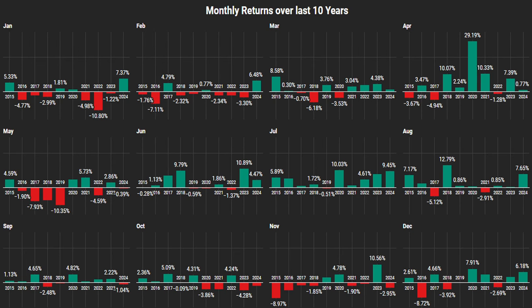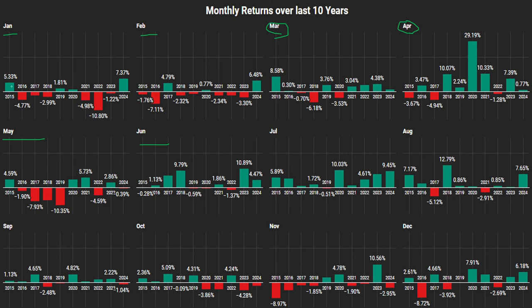Let's move on to the next graph, which is the monthly returns over last 10 years. So this graph basically consists of 12 smaller graphs, one for each month. So as you can see, one for January, February, March, April, May, and so on and so forth. The green bars show the positive returns, and the red bar shows the negative returns.